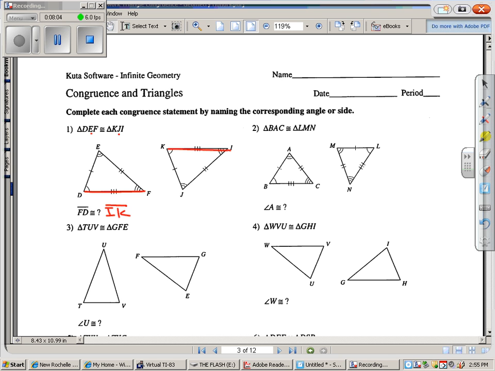Let's see what else. Let's pick another one that doesn't have all the markings in it, like number 3. It talks about angle U. What angle does U match up with? Jenny? Yeah. Okay.